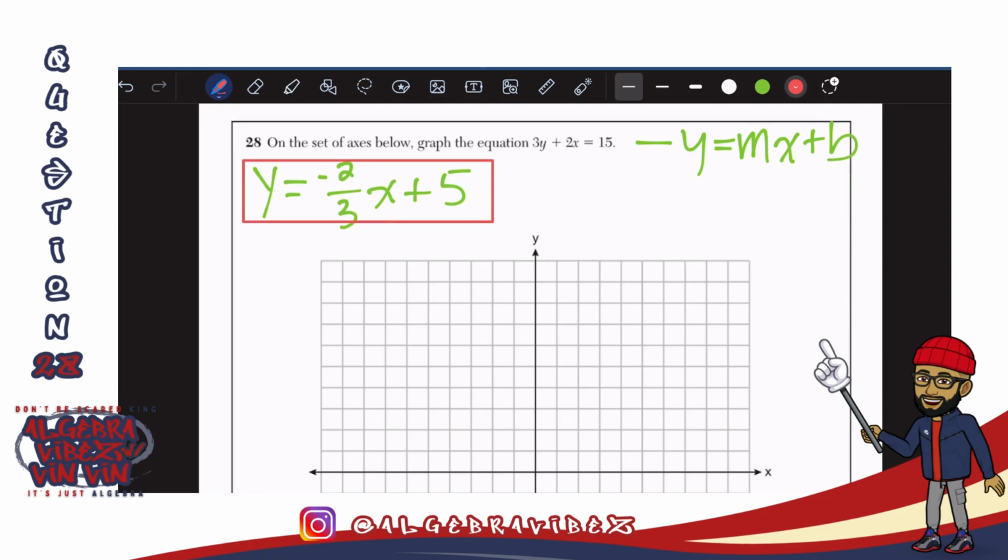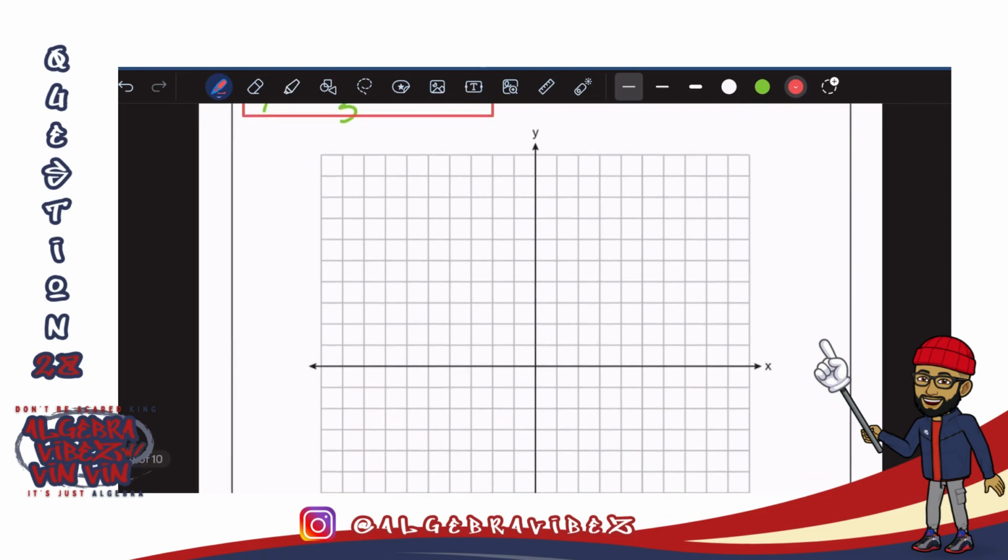This 5 indicates where we start on the graph. So I'm going to go up here and go from our point of origin, which is this dot here, and go up 5. So we're going to go up 1, 2, 3, 4, and 5. And we're going to put a dot, if I can get it on the line properly, right there.